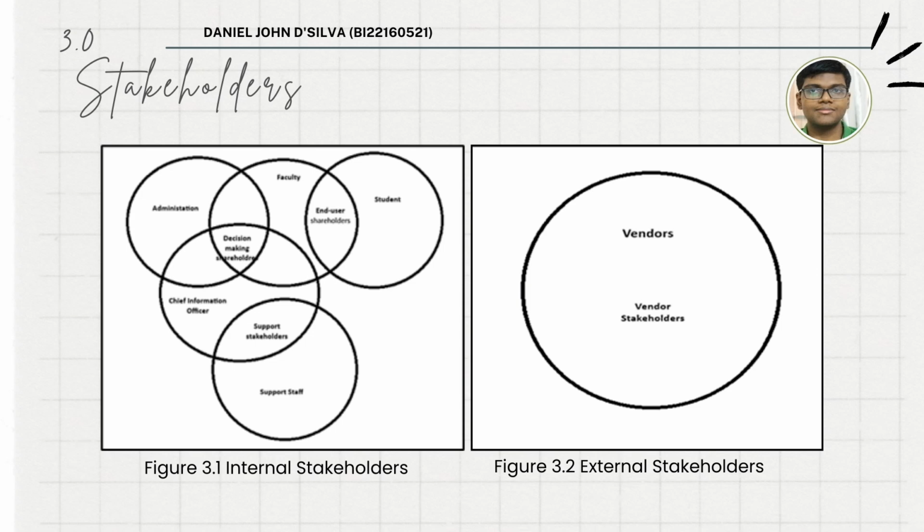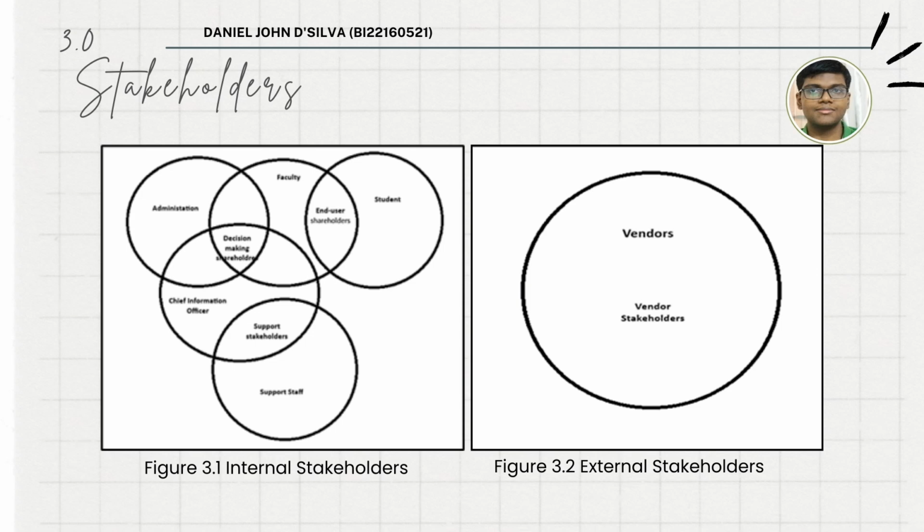Numerous studies indicate that stakeholders can be classified into two groups, which are internal stakeholders and external stakeholders. Internal stakeholders refer to stakeholders inside an organization, whereas external stakeholders refer to stakeholders outside an organization.